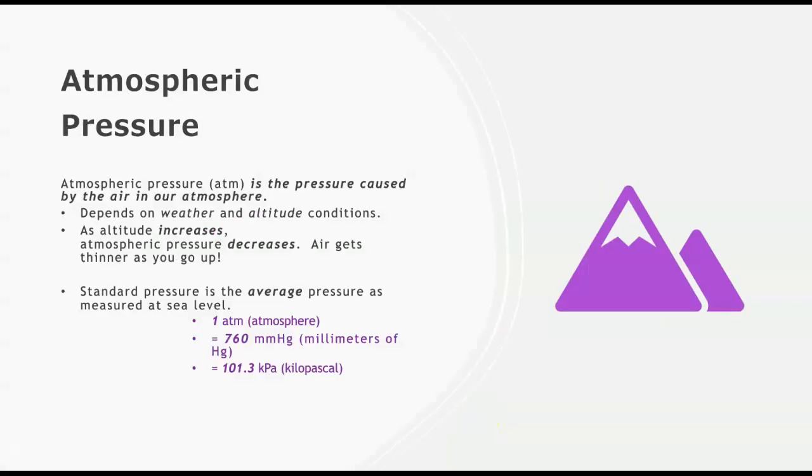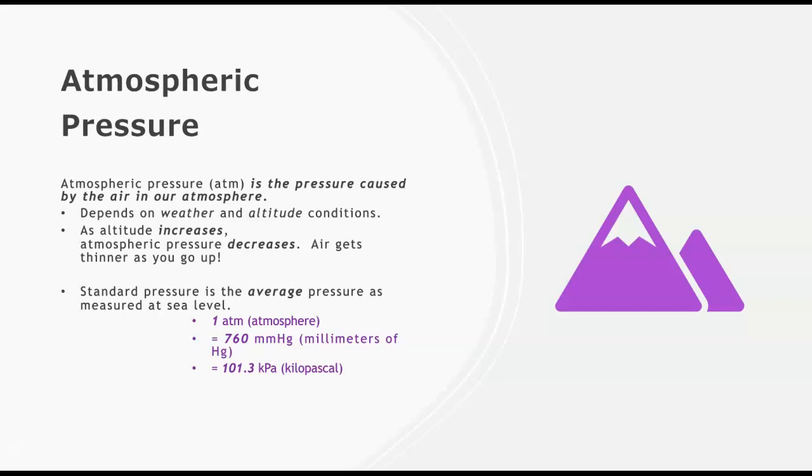Like I mentioned, when we refer to gas pressure, oftentimes we are relating it to atmospheric pressure. Atmospheric pressure is the pressure caused by the air in our atmosphere, which is all gas, like oxygen gas, nitrogen gas. Atmospheric pressure depends on weather. It depends on the altitude, what your elevation is. And as altitude increases, as you climb a mountain, atmospheric pressure is going to decrease. The air is actually going to start to get thinner.